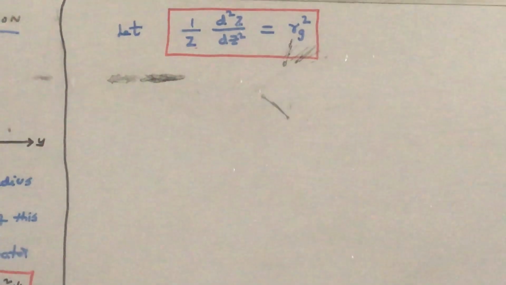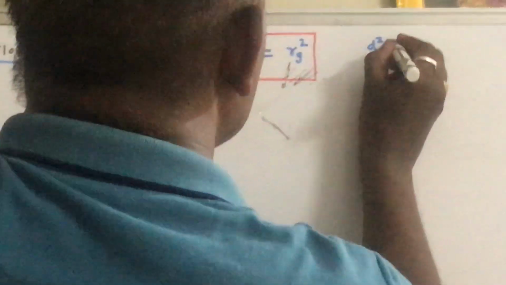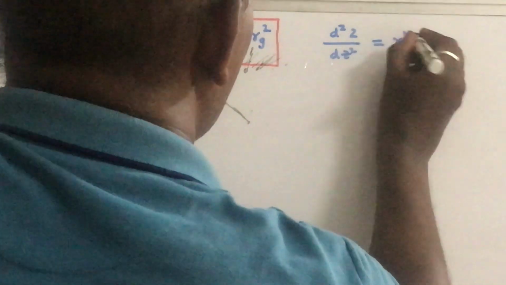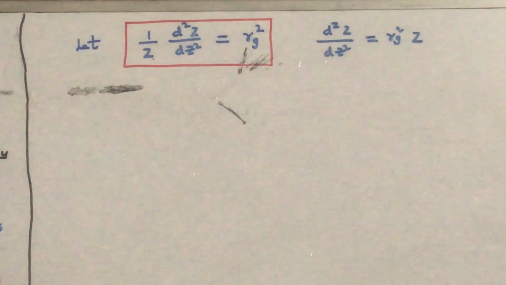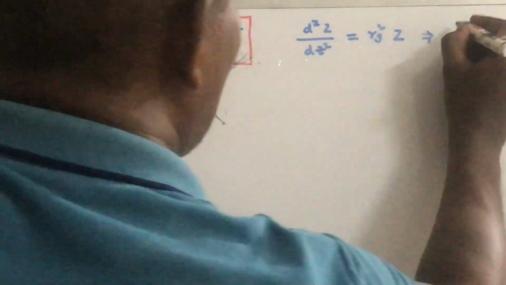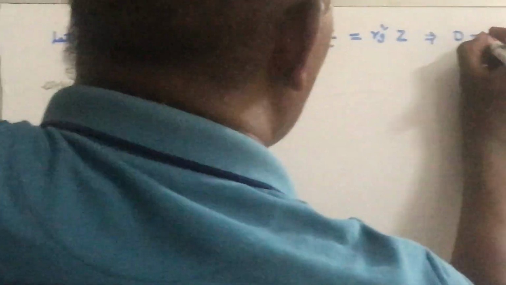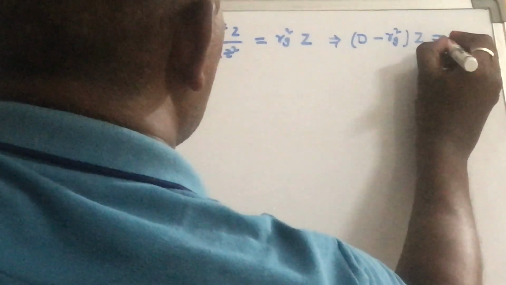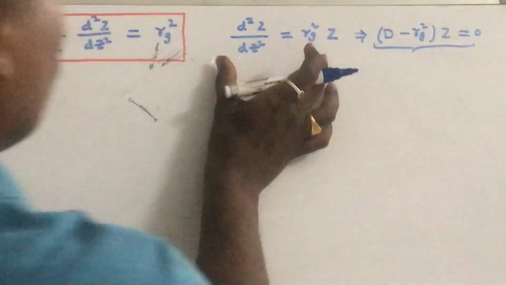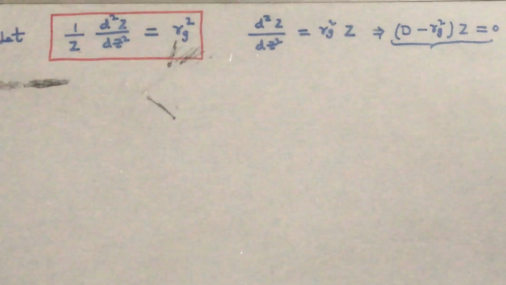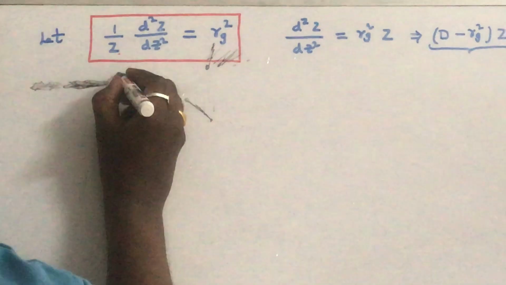So bring this Z this side. Therefore, this is written as d square capital Z by dz square equal to gamma g square into capital Z. If you replace d by dz with capital D, we can make this a differential equation like this. So this term is written as D square minus gamma g square into Z is equal to 0. So we can write the solution.